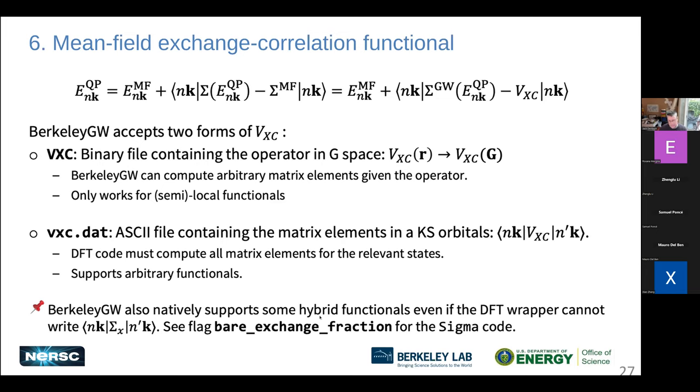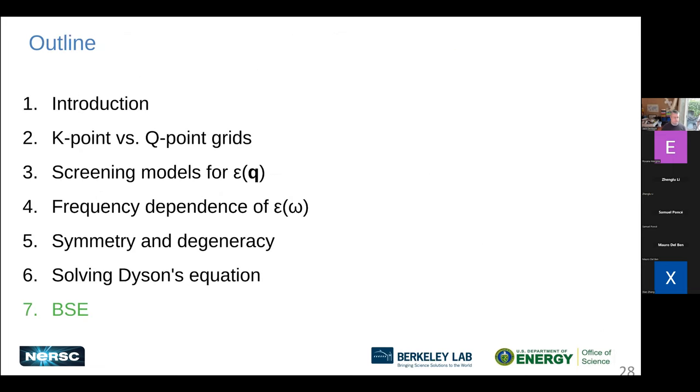BerkeleyGW also supports some hybrid functionals. We support that by having the user separate the bare exchange fraction for the sigma code, so that the sigma used within BerkeleyGW also contains a bare exchange. And so what we need to know is what fraction of VXC should be left in, because it includes that bare exchange component.